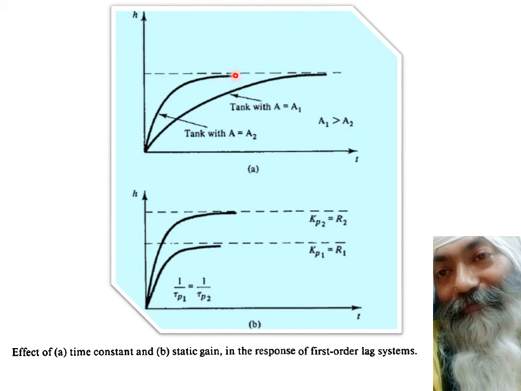As such, we see over here, and this is the time constant. This is a time constant because area of cross section is given as the time constant. This is what we have proved earlier also. What if the time constants are the same? What if the time constants are same but the gains are different?